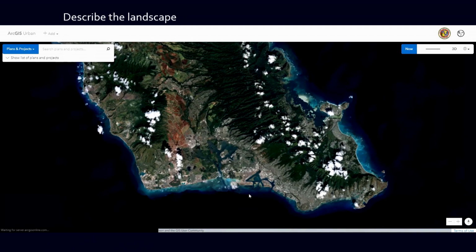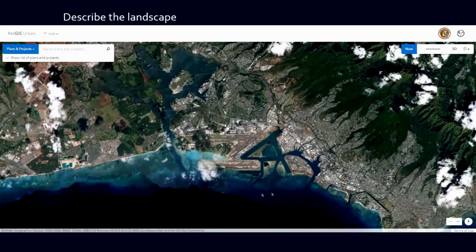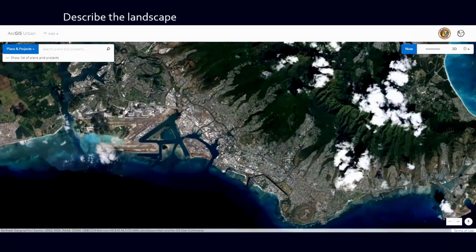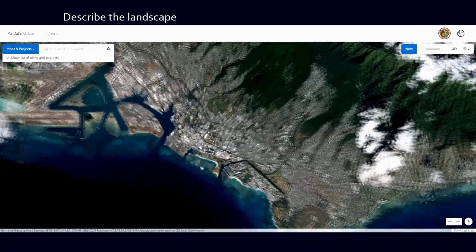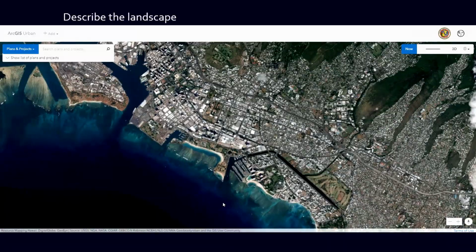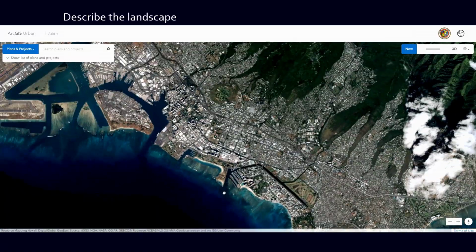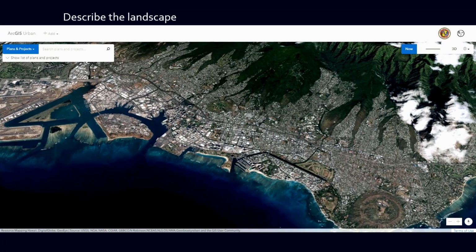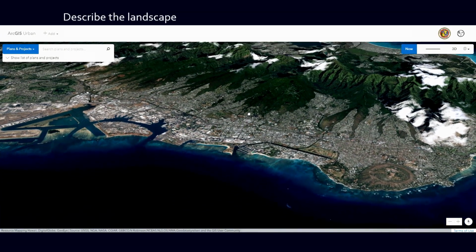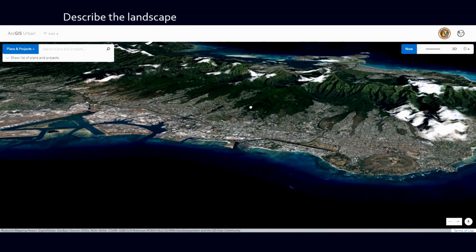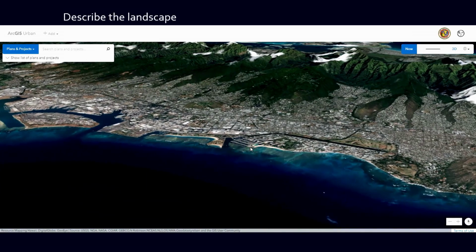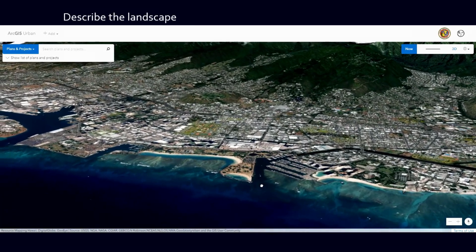So we want to make sure everyone has an understanding of the landscape. So we need to describe the landscape. So here is the island of Oahu. Using ArcGIS Urban, we're getting in to take a look around, and you can see that the City and County of Honolulu, which encompasses the entire island of Oahu, has a population of just under 1 million people. We're focusing in on the urban area, what we call the primary urban center.